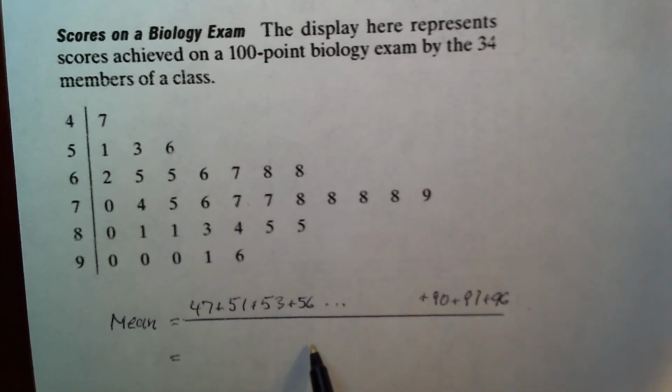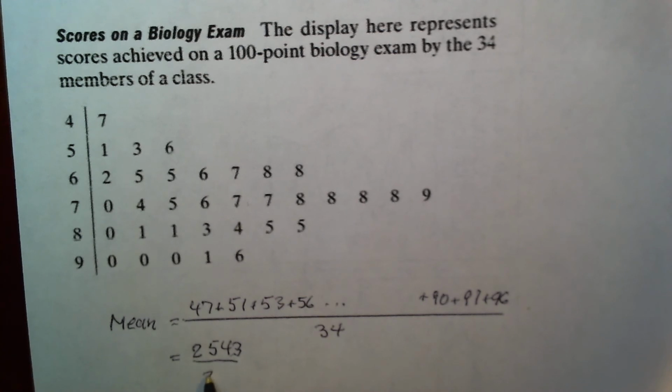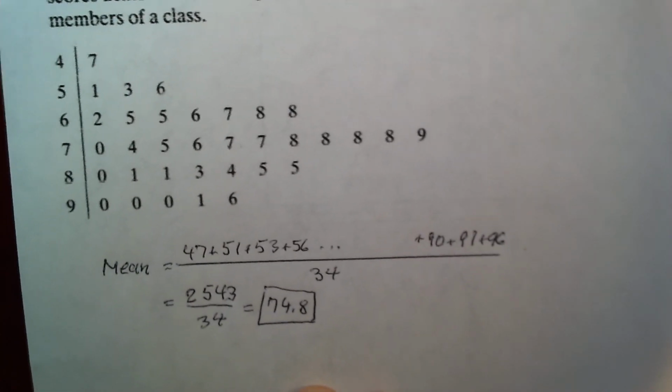There was 34 in the data set, divided by 34, so that is equal to 2,543 divided by 34, which means the mean is equal to 74.8. 74.8 is the mean for the stem and leaf display. So that took a little bit of work.